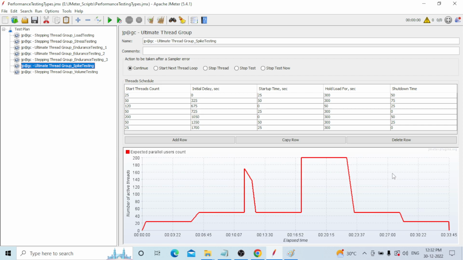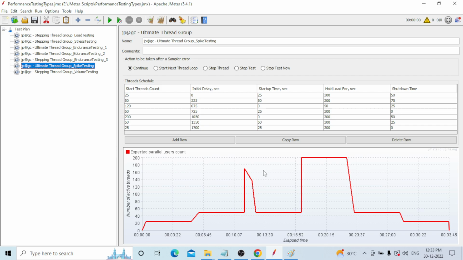Okay, how do you design this type of scenario? Just practice it one or two times, it's very easy. Otherwise, if you suddenly come and sit down and start the design, it's not that easy. Please practice two or three times, especially for the Ultimate Thread Group. The Stepping Thread Group you can design easily, one practice is enough, but the Ultimate Thread Group you must practice two or three times, because you don't know exactly how it works and what values you need to give.